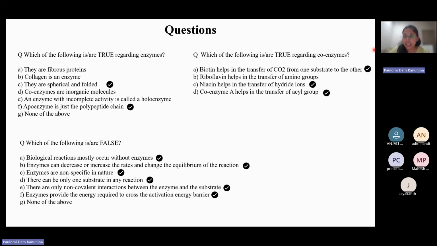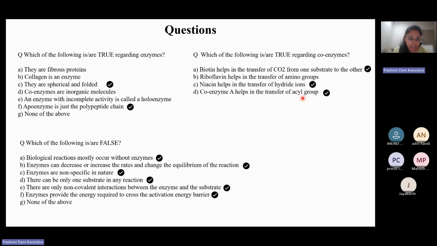Okay, next, it was just for you to see which ones you are getting right. The correct ones are A, C, D. Biotin helps in transfer of CO2. Niacin helps in transfer of hydride, and coenzyme A in acyl group transfer. Riboflavin is not for amino acids. That's the wrong answer for it.